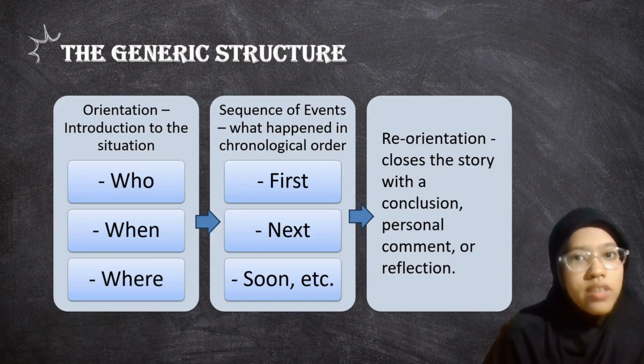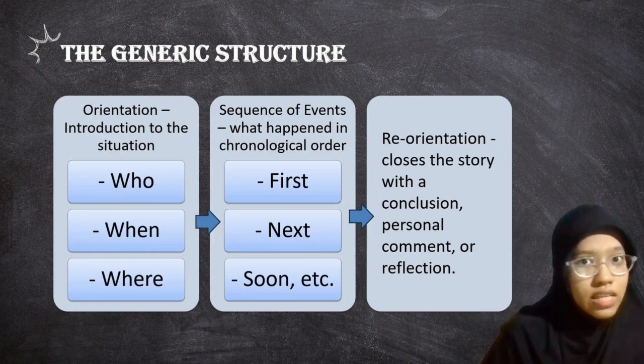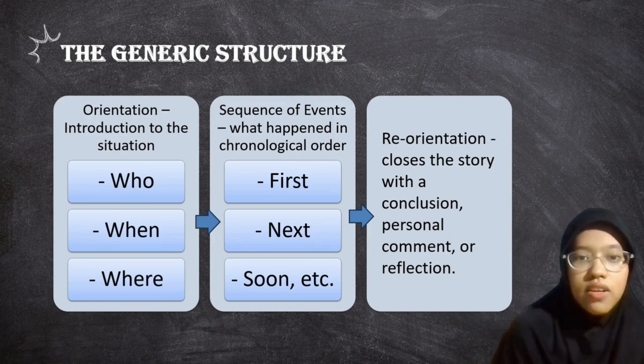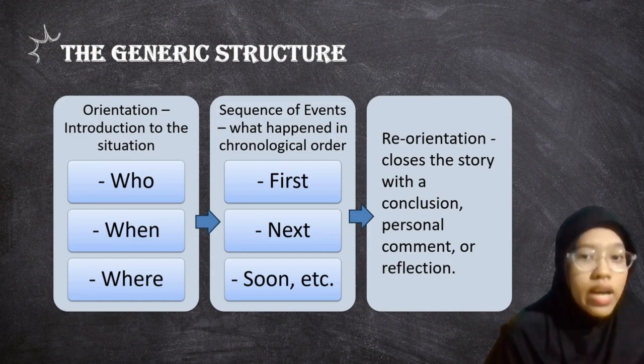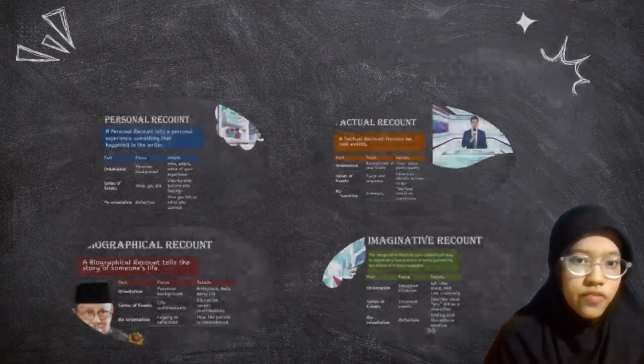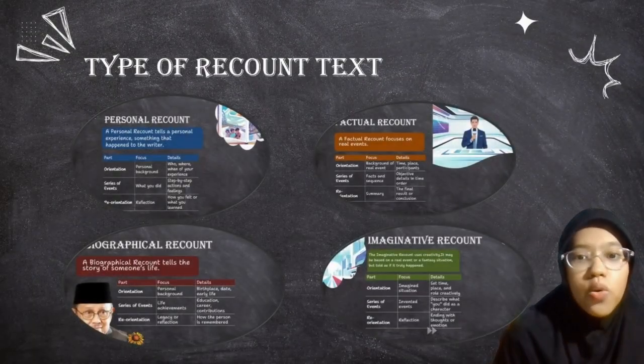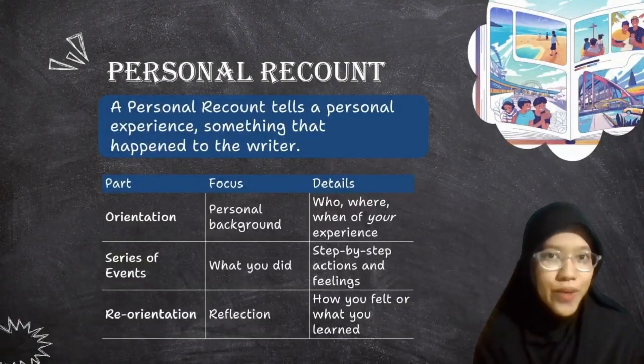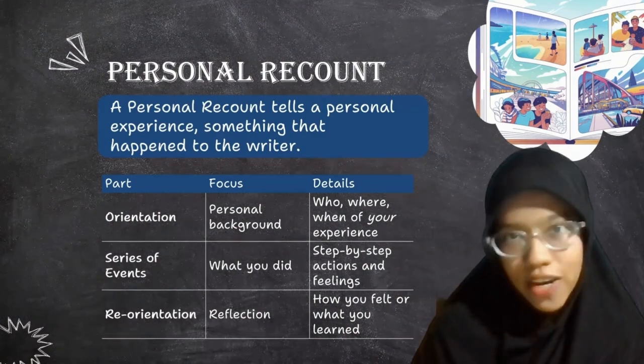This is the last part of the structure of the recount text. This is the closing part of the text, where the writer gives a personal comment, reflection, or a conclusion. For example, how they felt or what they learned. Now, let's move on to the types of recount text.